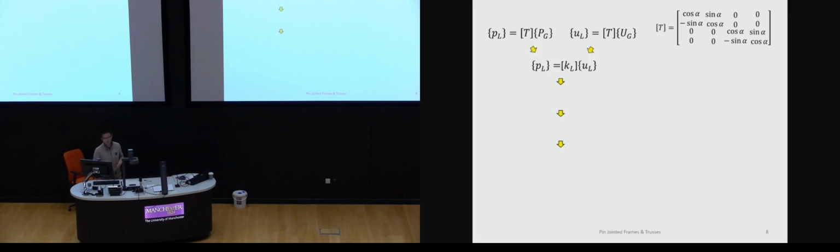So we have PL equal to KL. KL is like the K, minus K, that one. Okay, so we have this.